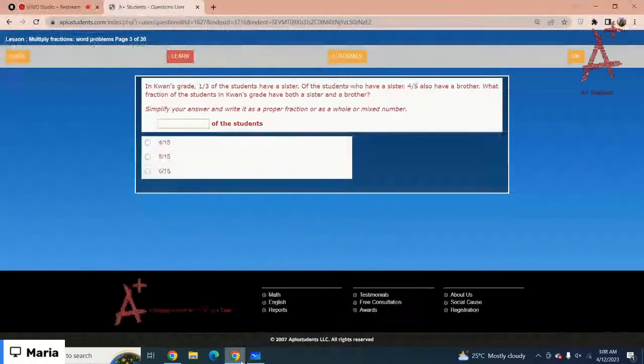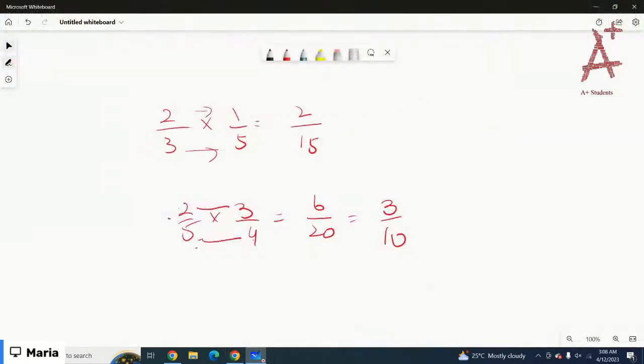At Kawan's grade, one third of the students have a sister. Of the students who have a sister, four fifths also have a brother. What fraction of the students in Kawan's grade have both sisters and brothers? So you need to do 1 by 3 times 4 by 5.